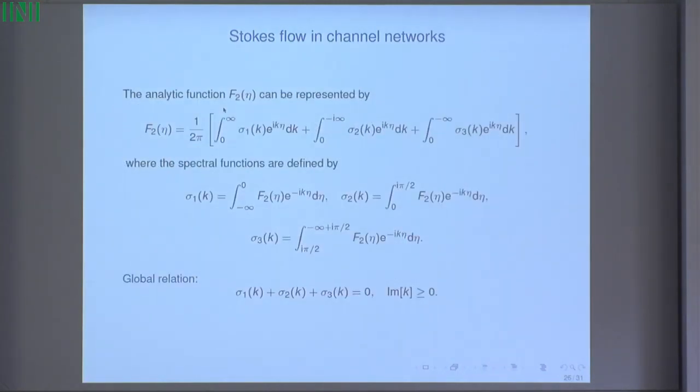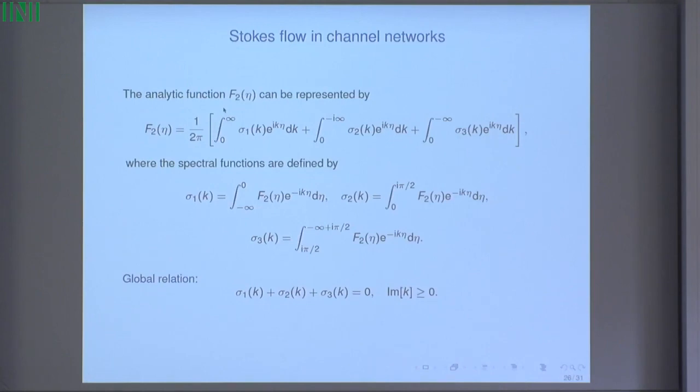So we have f2 is a sum of integrals which are all Fourier type because all boundaries are straight line edges. So sigma 1, sigma 2, and sigma 3. These are the Fourier type transforms of your data along the lower side, vertical side, and on the upper boundary. And then again, the global relation is now valid for all k in the upper half plane.